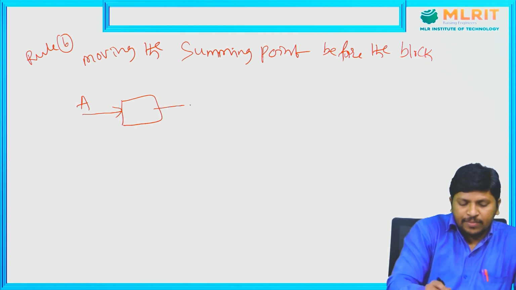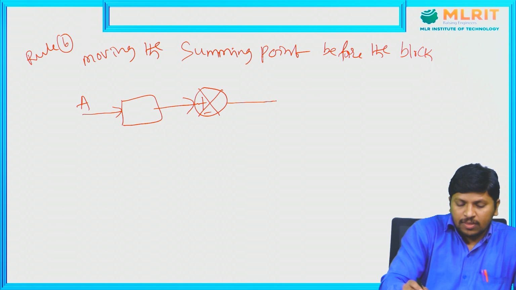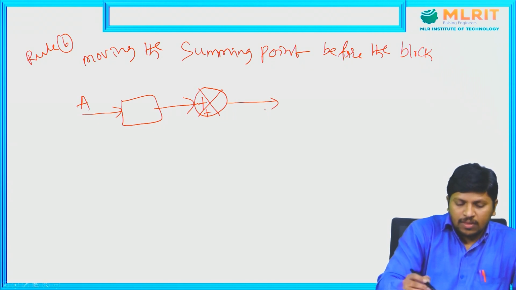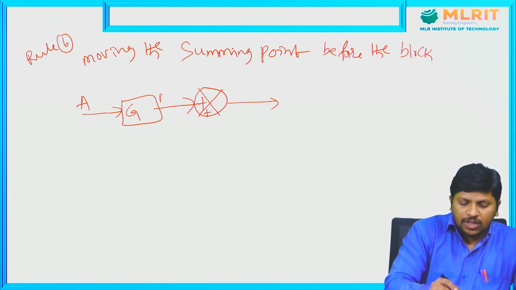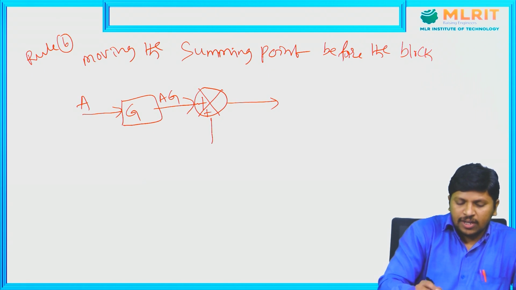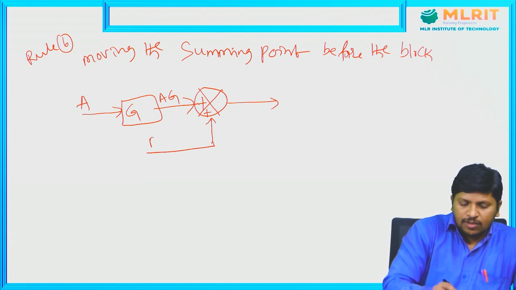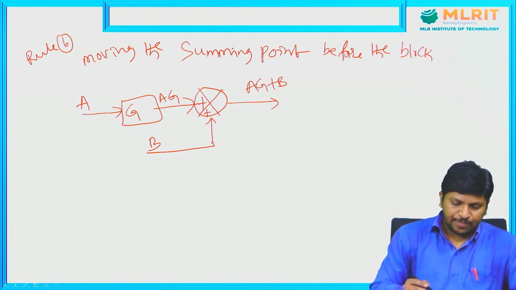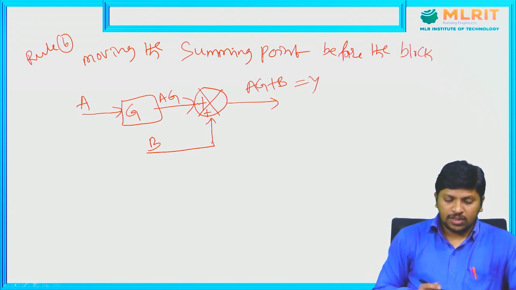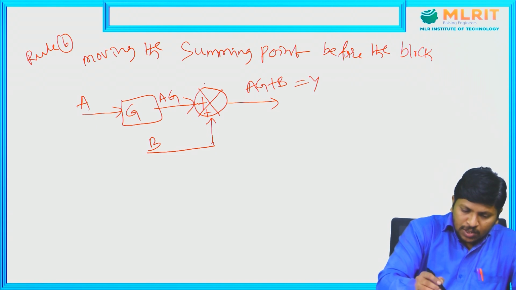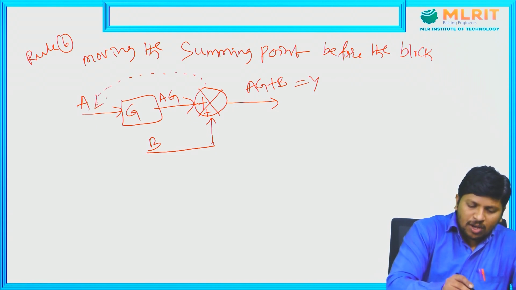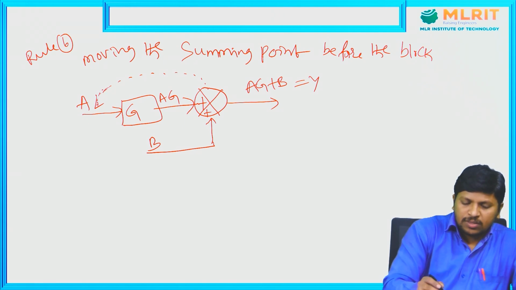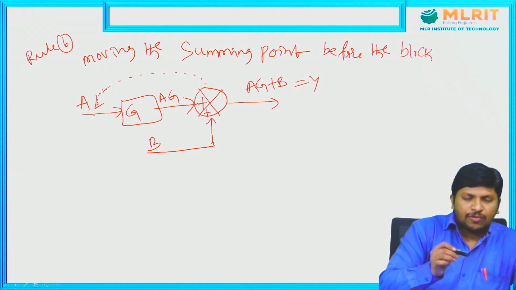Now the block is there. Input signal A and a summing point. Block value G. So here AG is our input and here one more input is B. So what is the output here? AG plus B. This is our output. Now I am going to move the summing point before the block. This summing point moves to before the block.